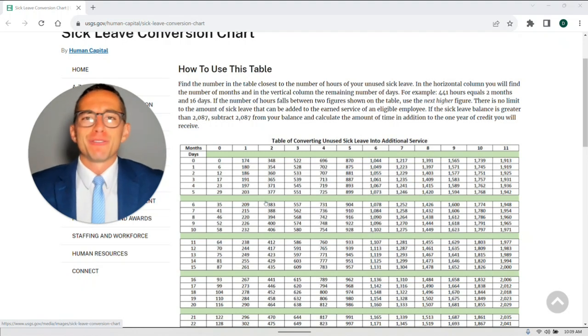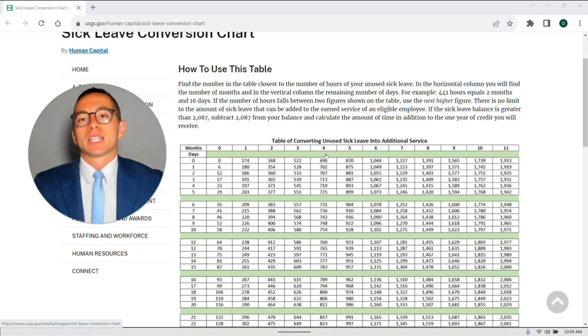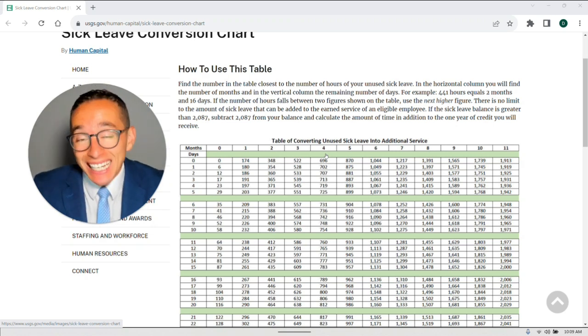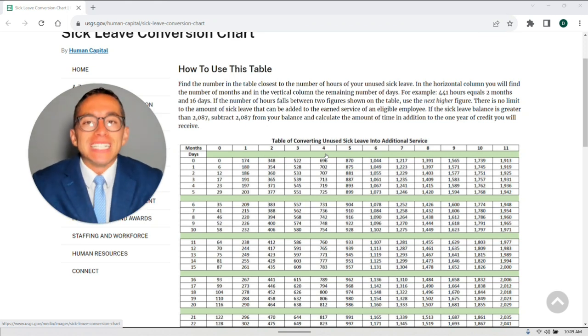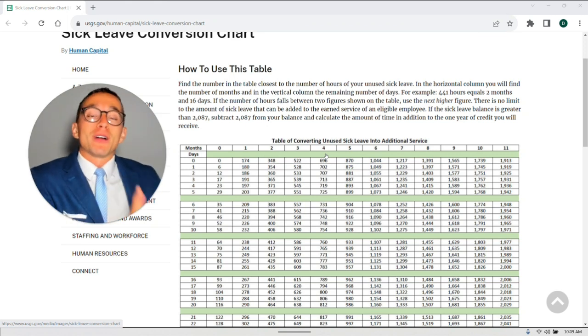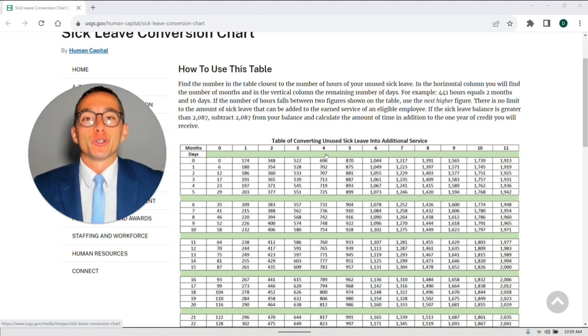Ladies and gentlemen, federal employees, today we're talking about your sick leave, how much sick leave you have to use to get it added back into your pension so that when you retire, your pension is bigger and your retirement for the rest of your life is bigger every single month. That's what we're going to dive into today.